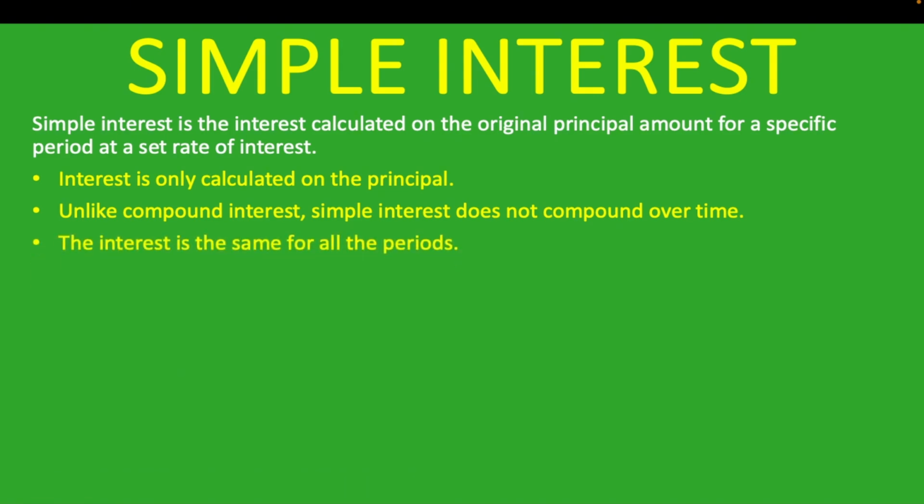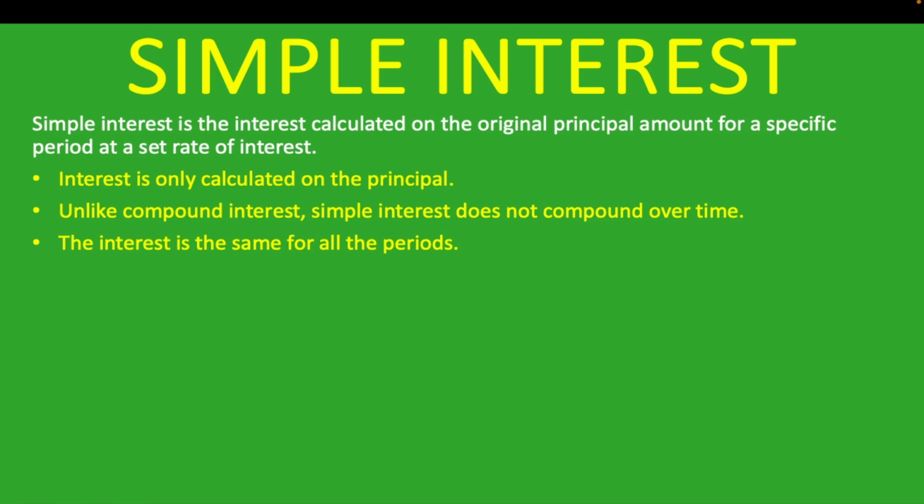Now, because interest is calculated on the principal amount, that means the interest is the same for all the periods, as we've already mentioned. And by the way, on compound interest, you'll find the link in the description below for that lesson. Now, without further ado, what is the formula that we use to calculate simple interest?